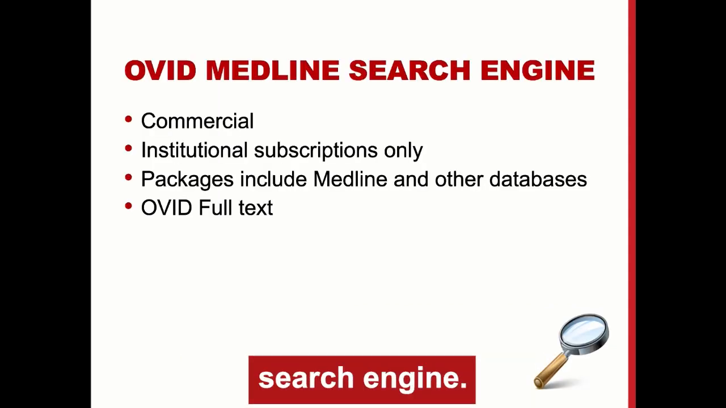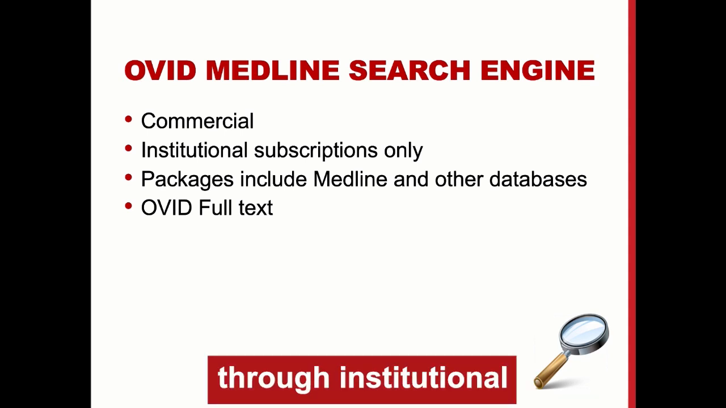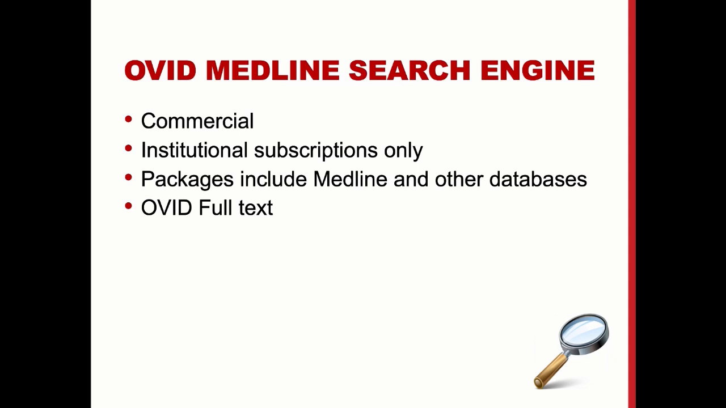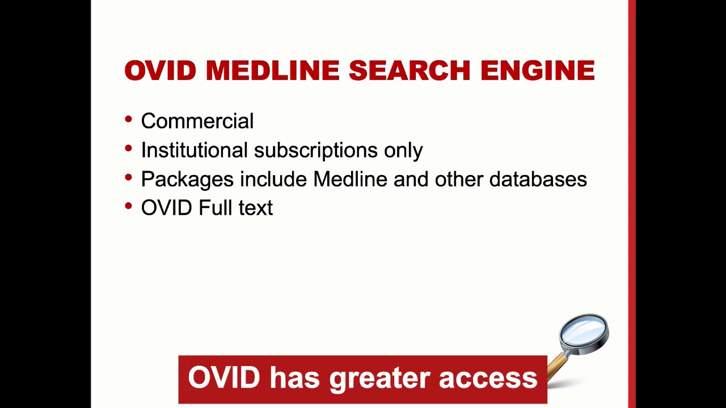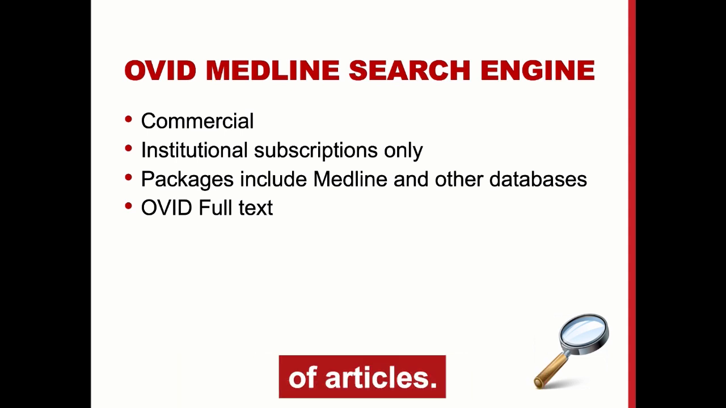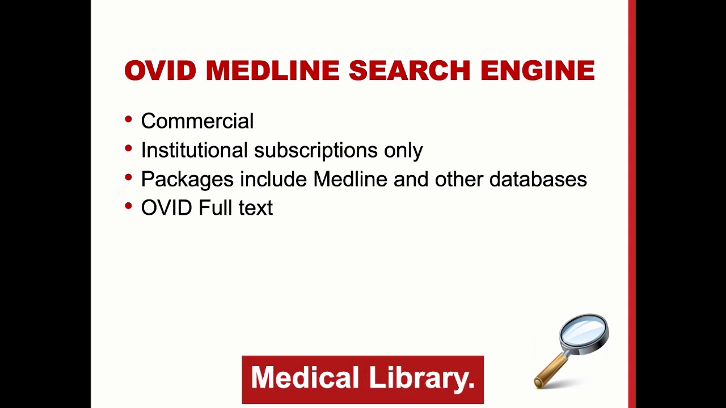Ovid is another Medline search engine. It is available commercially, but only through institutional subscriptions. The primary difference from PubMed is that Ovid includes many databases in addition to Medline. In addition, Ovid has greater access to the full text of articles. We have access to Ovid through the NYU Medical Library.